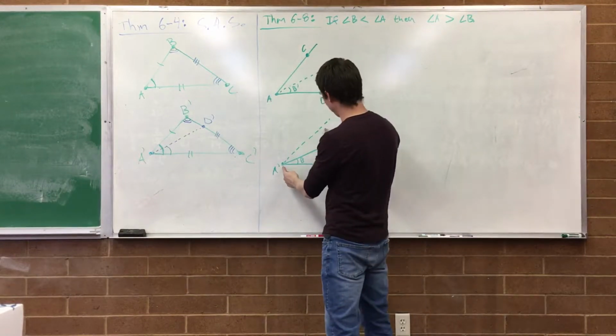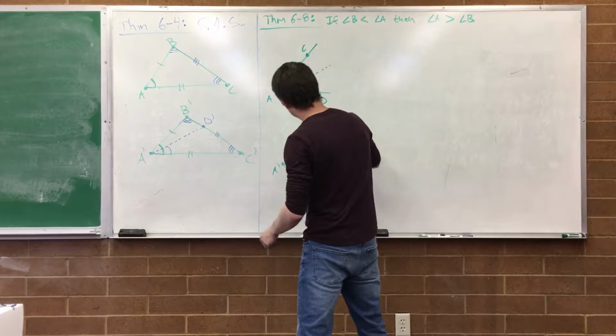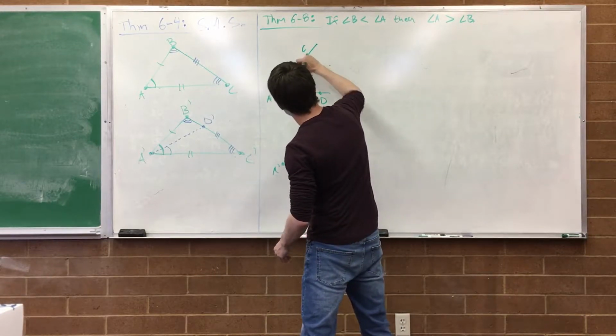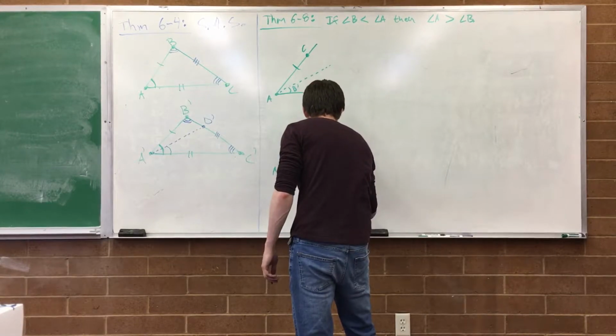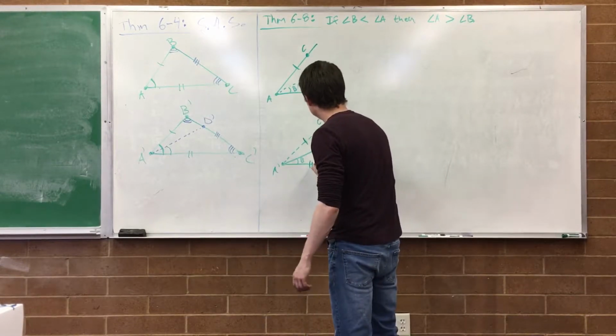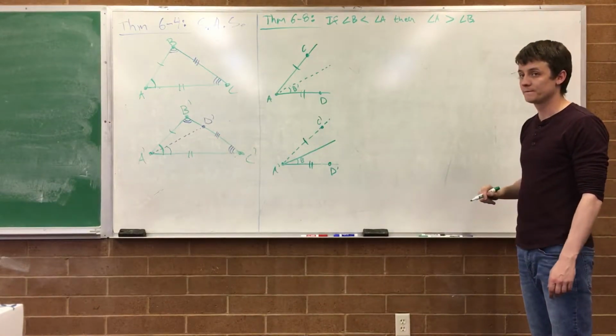Then I'm going to come on this angle and pick a point C prime on this side, so that this is the same big as that, and a point on this side, call it D prime, so that this is the same big as that. Okay?